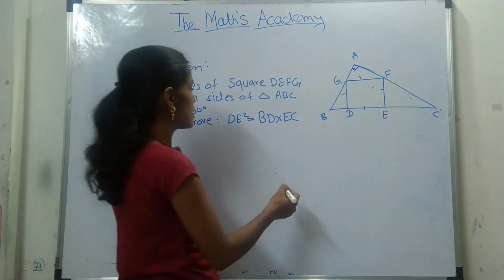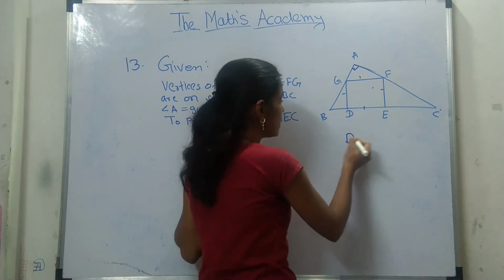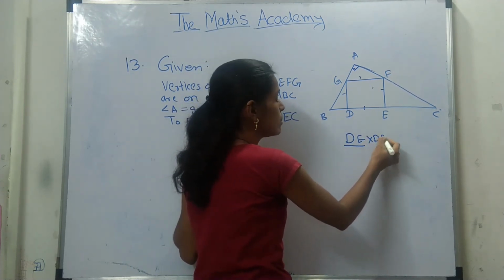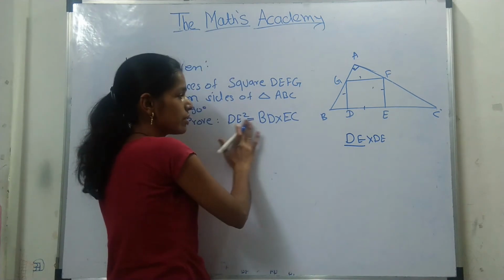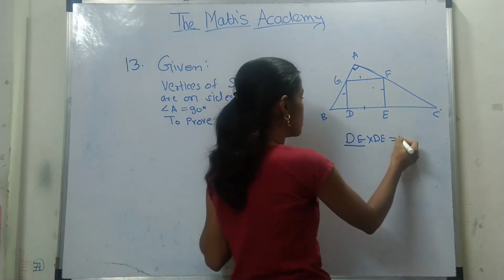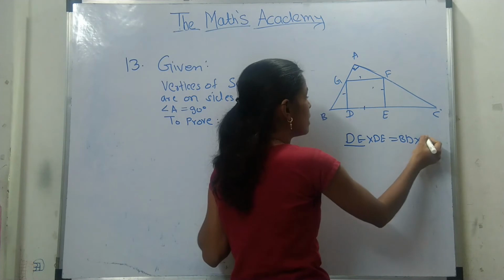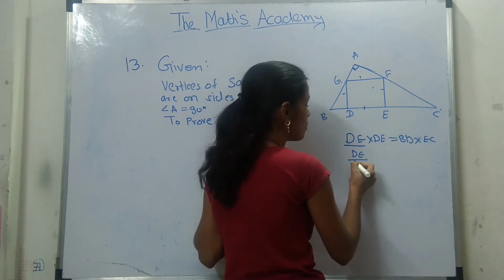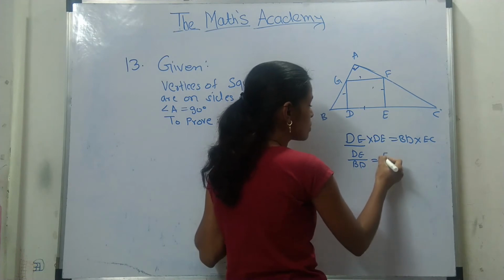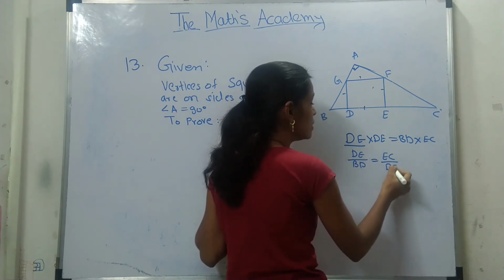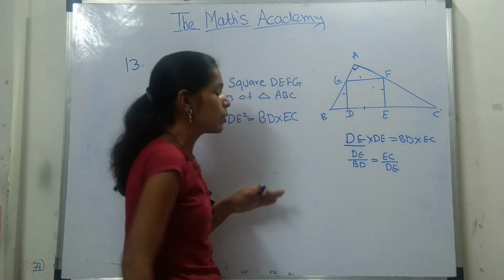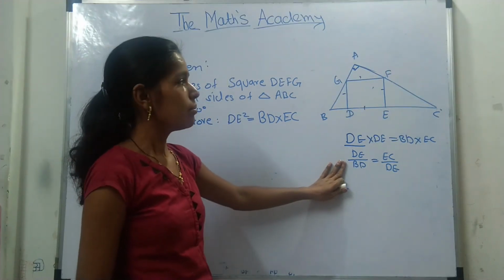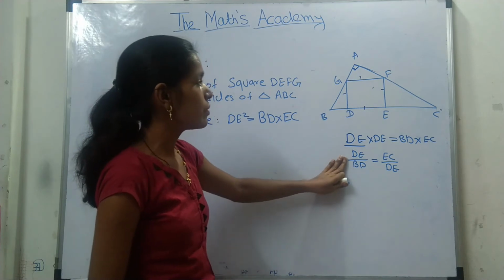Now for proving this result, what is needed? DE square means DE multiplied by DE is equal to BD multiplied by EC. It is based on the test of similarity. Meaning we have to prove that DE upon BD is equal to EC upon DE. This result we have to prove. For proving this result, we need to show that two triangles are similar. Meaning which two triangles will we consider here?